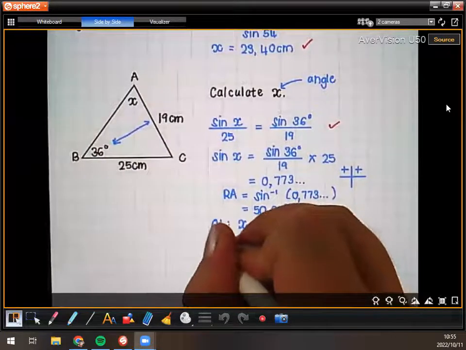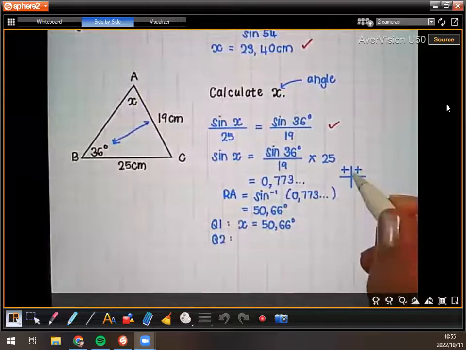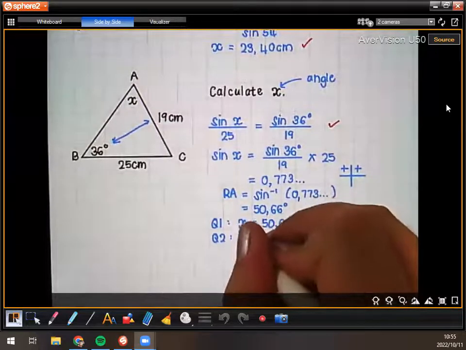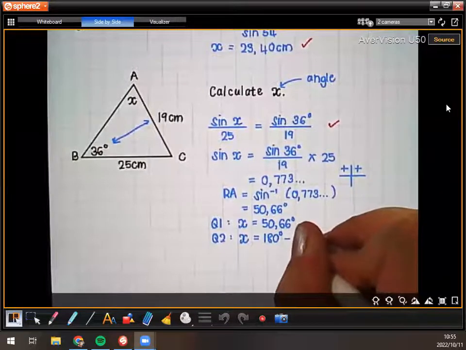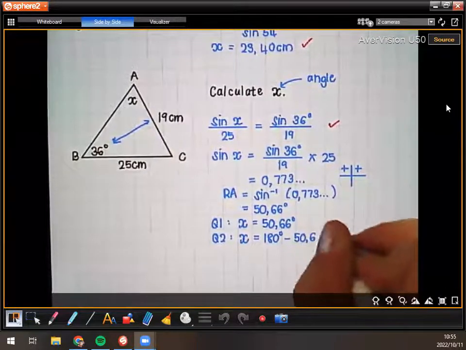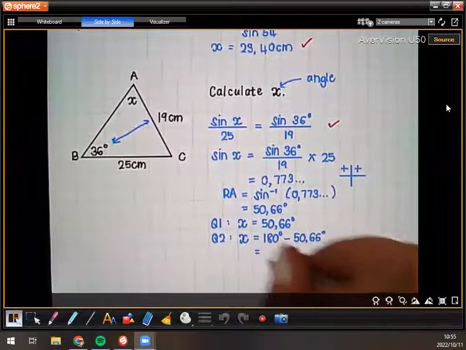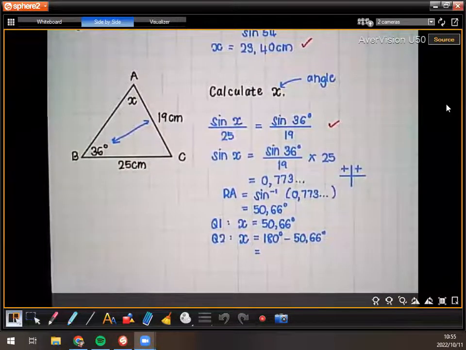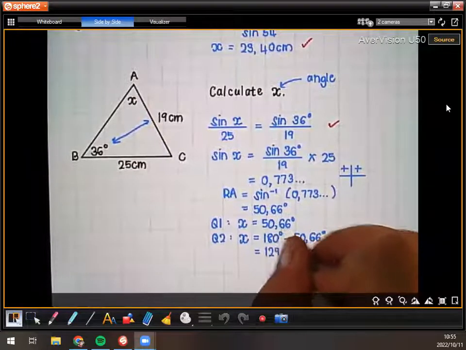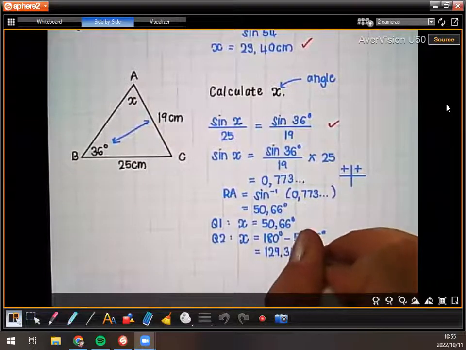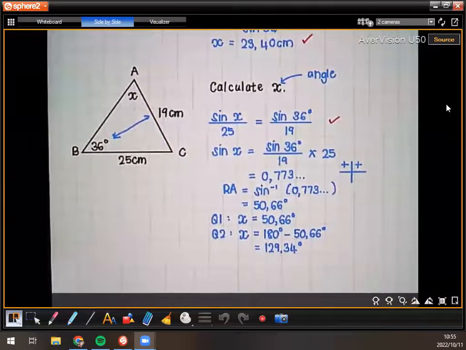And in quadrant 2, what do we do to get an angle in the second quadrant? We're going to say 180 minus the reference angle. So 180 minus 50.66. So that is going to be 129.34 degrees. So x could possibly also be that.